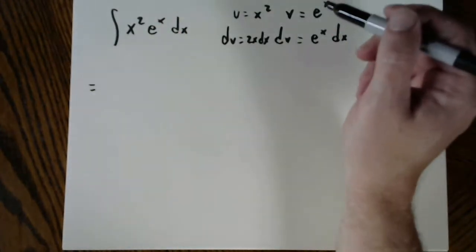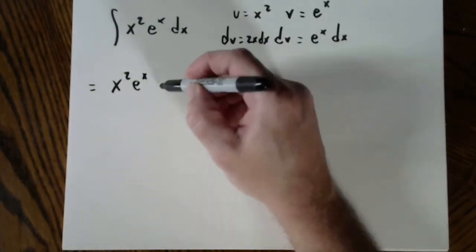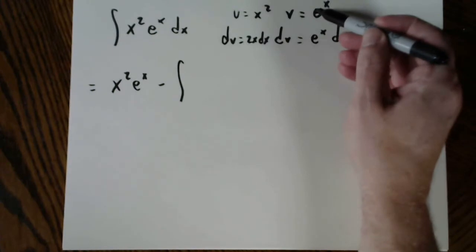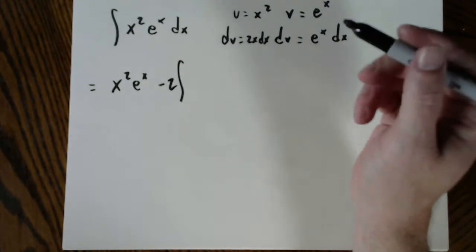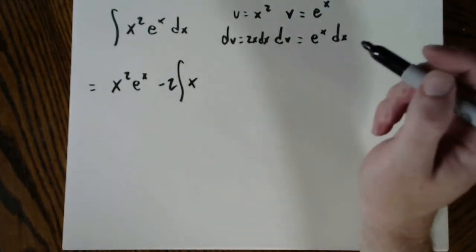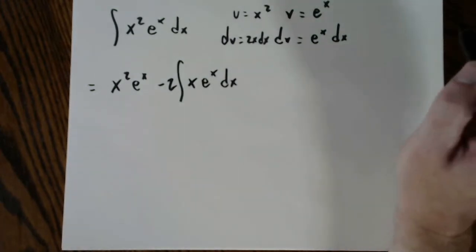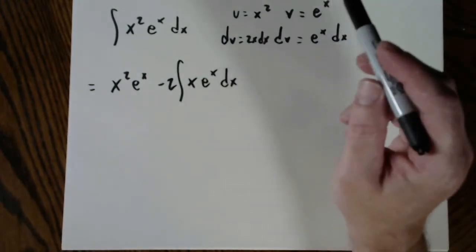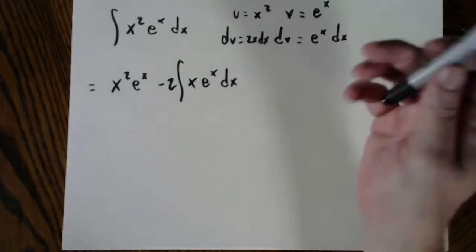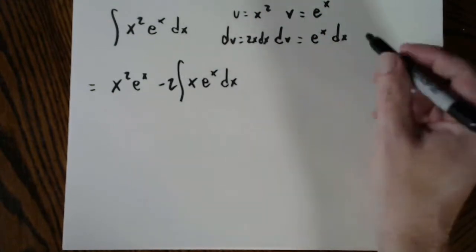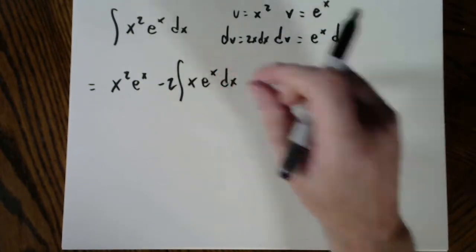Okay, invoke the formula. uv minus integral v du. I'm going to choose to pull the 2 out. I like to pull constants out of integrals. And I'm left with x e to the x dx. Okay, so you say, well, this isn't looking much better. I don't know what to do. What are we going to do? We'll do it again. Okay? There's no reason I can't apply this technique to the resulting integral.